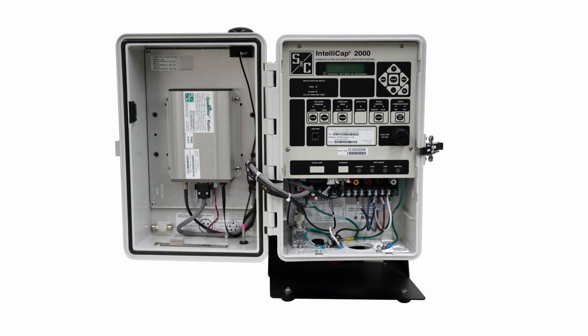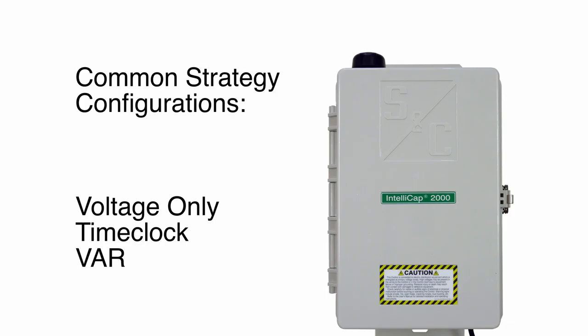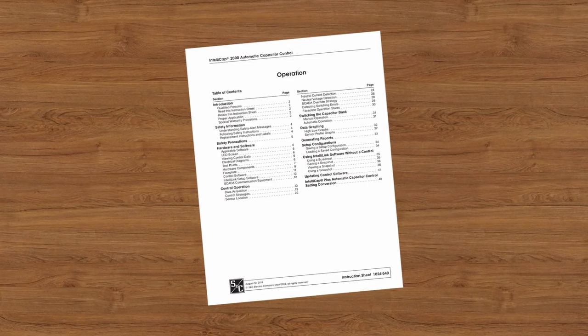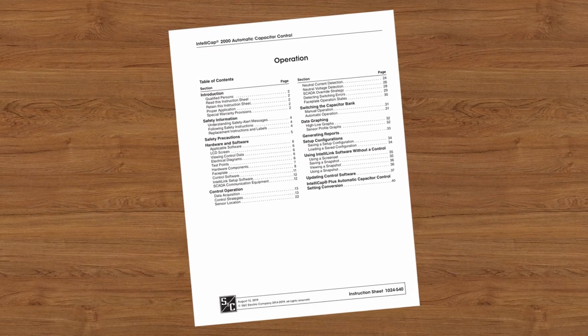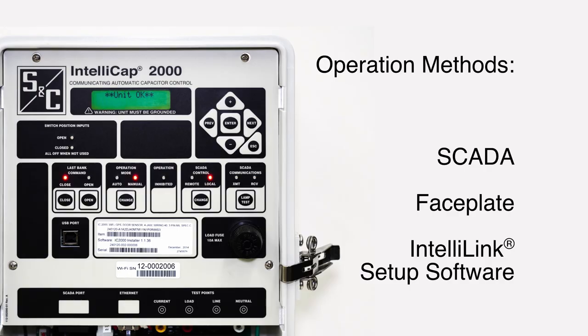This video is designed to show three common examples of how the control is configured, using a voltage-only strategy, a time clock strategy, and a VAR strategy. Much more information is available in SNC Instruction Sheet 1024-540. The IntelliCap 2000 control can be operated via SCADA commands, locally using the faceplate, or using SNC's IntelliLink setup software.